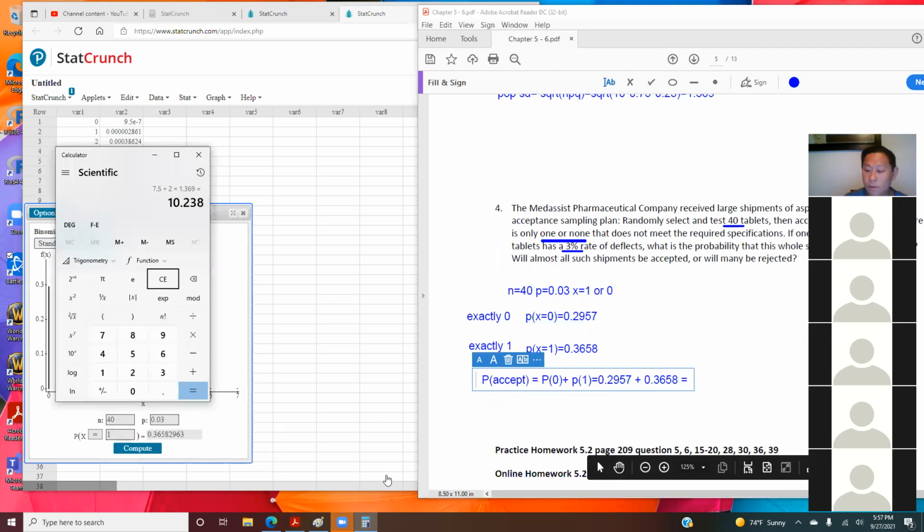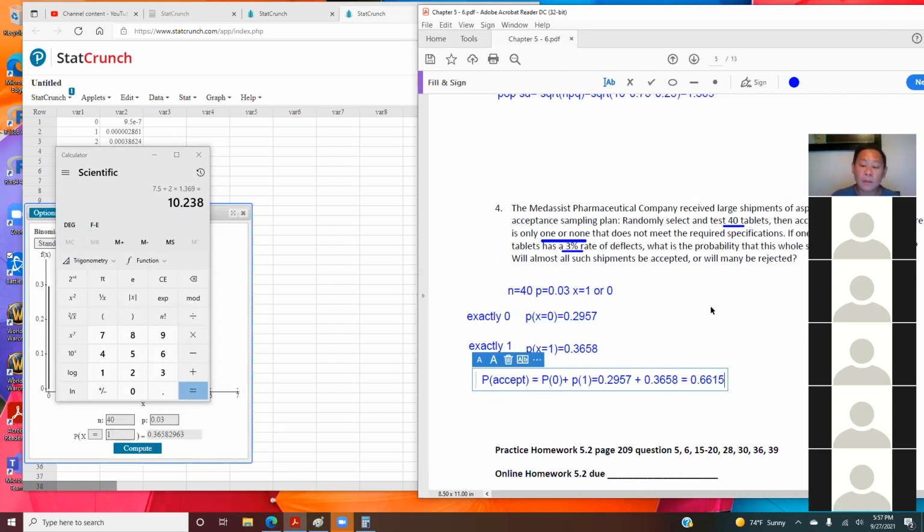0.6615, 0.6615, 0.6615. Something like that, right? So this is how you find the probability of accept.